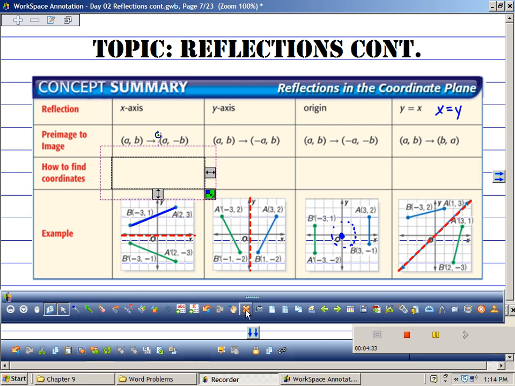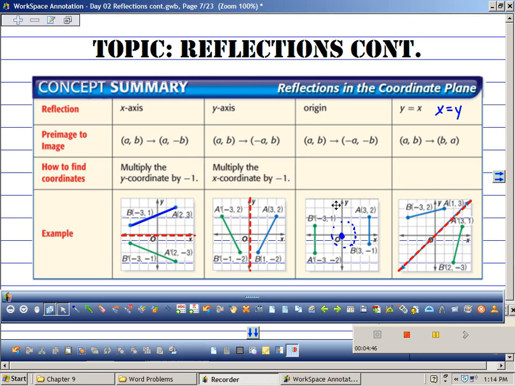How do I make something negative? Multiply it by a -1. So I multiply y by -1. What am I going to do with this one? Multiply the x coordinate by -1. What am I going to do with this one? Multiply them both by -1. What am I going to do with this one? Interchange the x and y coordinates. That's just kind of like a cheat sheet for you.